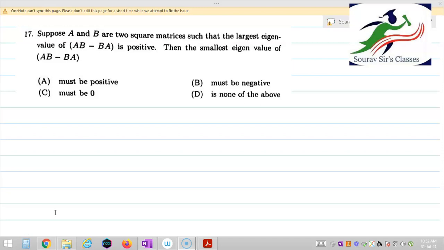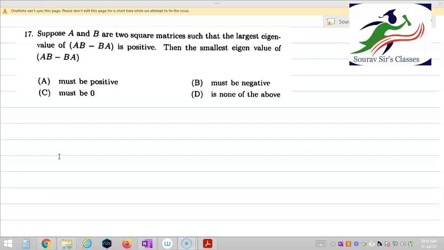Let's solve question number 17, which says: suppose A and B are two square matrices such that the largest eigenvalue of AB minus BA is positive. Then the smallest eigenvalue of AB minus BA, we need to find the correct option. The four options say: must be positive, must be 0, must be negative, or none of the above. So we have to find out the correct option, right?